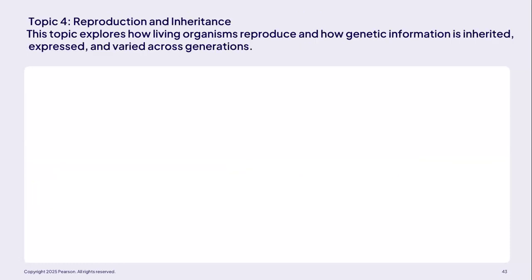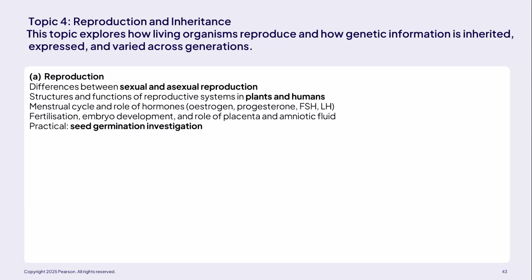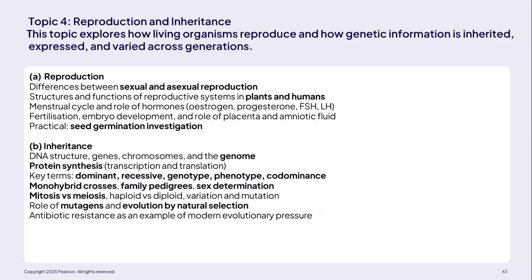And then we move on to topic 4, which is reproduction and inheritance, which looks at how genetic information is inherited, expressed, and varied across generations. So it looks at reproduction, difference between asexual and sexual reproduction, looks at plants and humans, and then it lists one of the core practicals, seed germination investigation. And then we move on to inheritance, DNA structure, the genome, and then following on from that, protein synthesis. And there's a list of key terms which need to be learnt and understood because they're not familiar words.